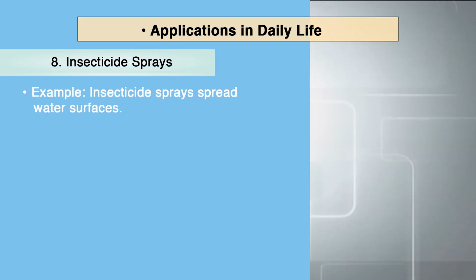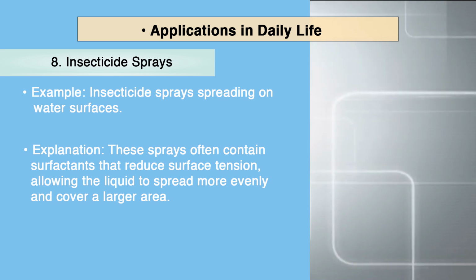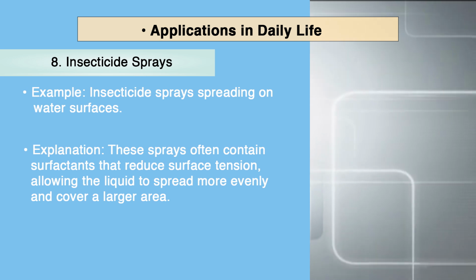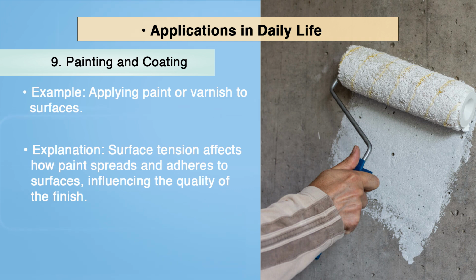Insecticide sprays. Insecticide sprays spreading on water surfaces. These sprays often contain surfactants that reduce surface tension, allowing the liquid to spread more evenly and cover a large surface area. And in painting and coating, applying paint or varnish to surfaces, surface tension affects how paint spreads and adheres to the surface, influencing the quality of finish.